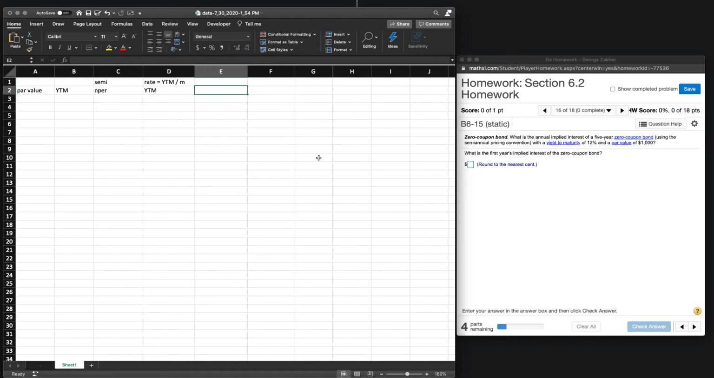And of course, our price is important to determine, otherwise known as our present value. And remember, our par value is our future value. All right, so par value, well, they give us that. It's $1,000 par value.